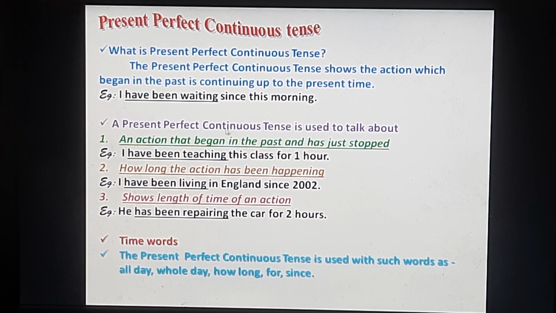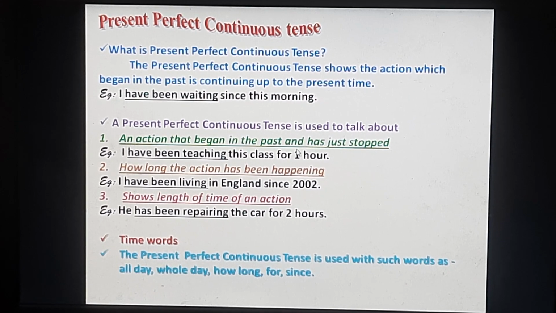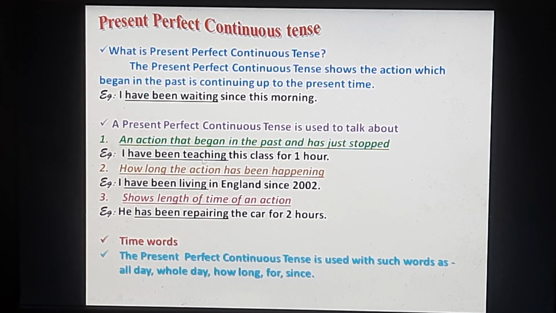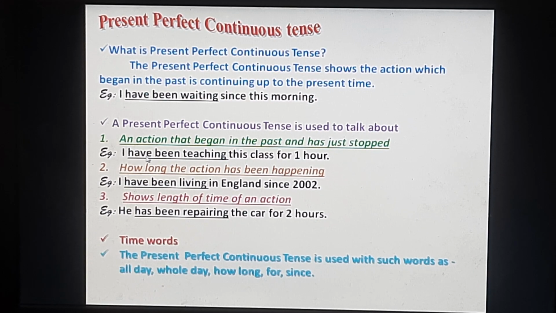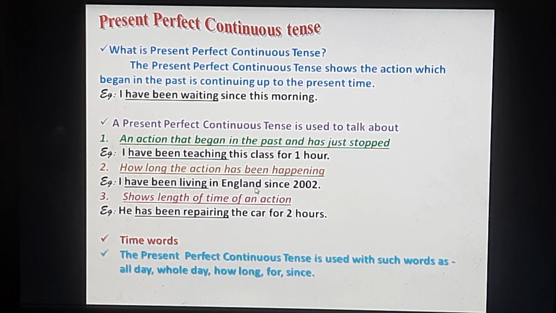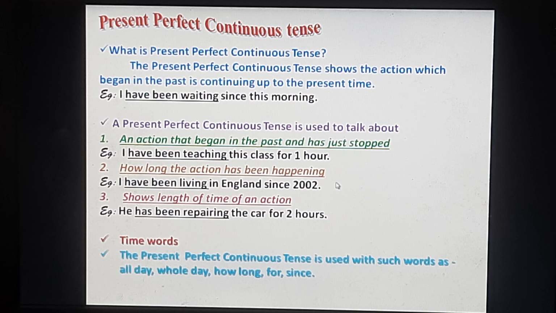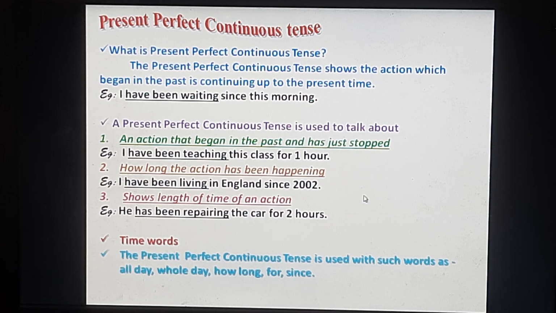A present perfect continuous tense is used to talk about an action that began in the past and has just stopped. For example, I have been teaching this class for 1 hour. So here the action had started earlier in the past and perhaps it had just been over. How long has the action been happening? I have been living in England since 2002. It shows the length of time of an action, that is the duration of an action.